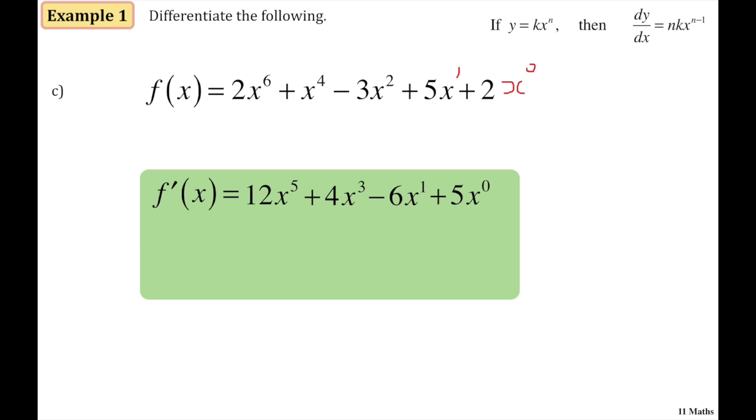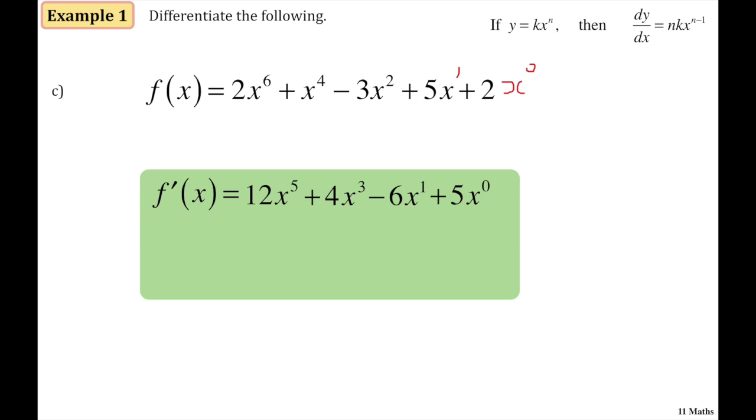And the last term, the 2, well, because the x is to the power of 0, when you multiply the 0 out the front, you get 0 multiplied by something, and 0 times anything is always 0, which means that we don't even have to worry about differentiating that part because the answer is going to equal 0. Whenever you differentiate a constant, that means when you differentiate a number, the answer will always be 0.